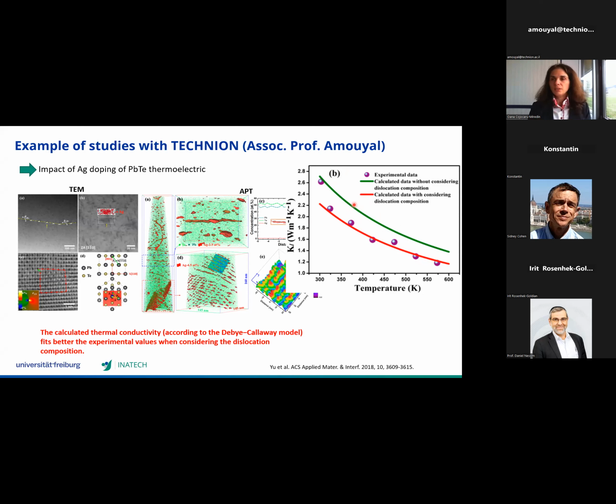And by having these results, this high dislocation density and the composition of this dislocation, we could refurbish our Debye-Callaway model and implement this parameter, and we could obtain the new model, the red line. And you see in this case that we have a very good match between the experimental data and our model containing the dislocation and the concentration at the dislocation core.